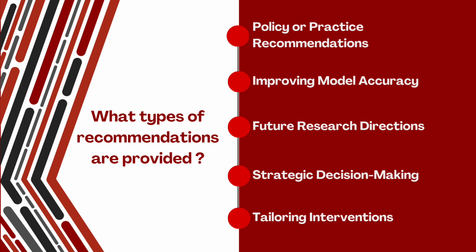teaching methods. Second, improving model accuracy. If limitations were found in the regression model, like multicollinearity or a low R-squared value, recommendations may suggest refining variables, increasing sample size, or exploring alternative statistical methods. Third, future research directions. Often, regression analysis highlights areas that need further investigation. Researchers might recommend testing different predictor variables or using more advanced models for deeper insights.